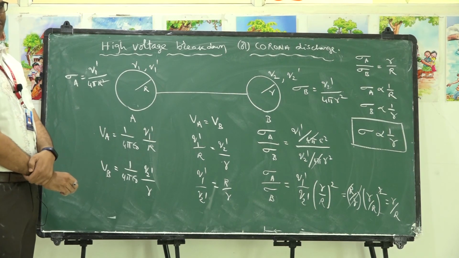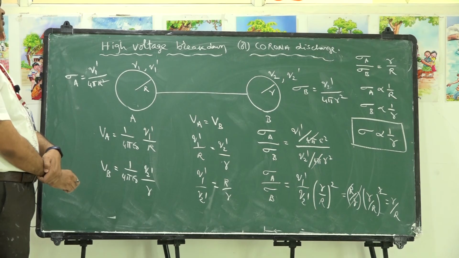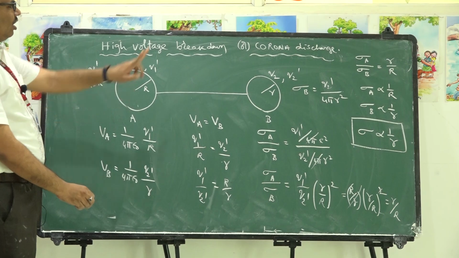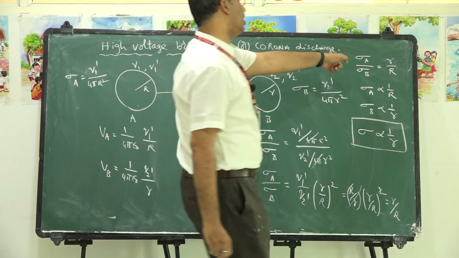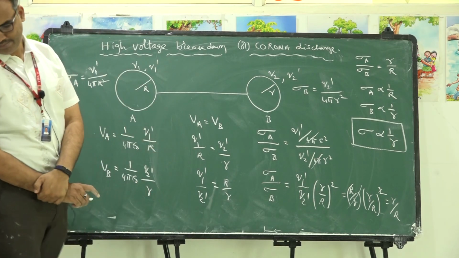After redistribution of charge, after they attain the common potential, their surface charge densities are in the ratio of their radii in reverse order. That means they are inversely proportional. How is it helpful to us?